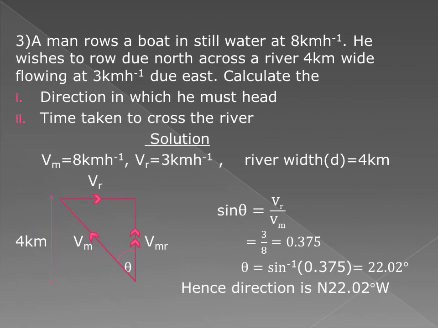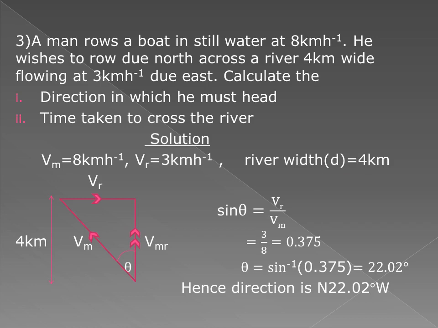Alright, the third question reads as: a man rows a boat in still water at 8 kilometers per hour, wishes to row due north across a river 4 kilometers wide flowing at 3 kilometers per hour due east. Calculate I and II. So from the question, the first thing to do is to capture our data. Over here, the velocity of the man is 8 kilometers per hour, and the velocity of the river is 3 kilometers per hour, and also the width of the river is given as 4 kilometers.